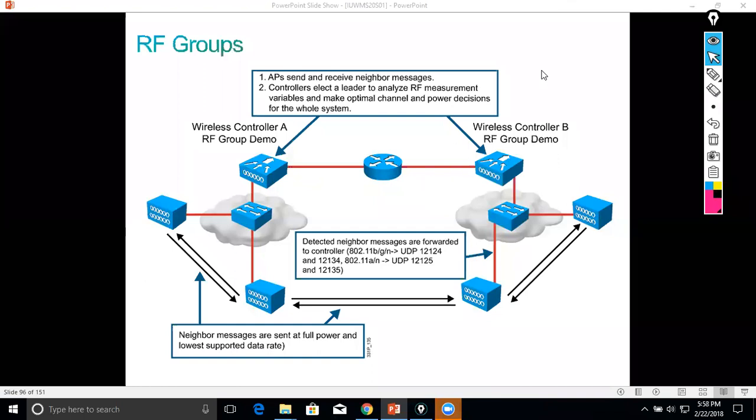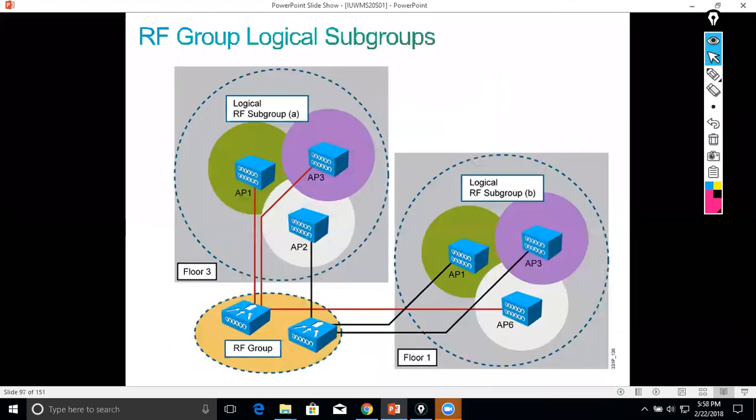That is important. Neighbor messages are sent at full power and the lowest supported data rate, and detected neighbor messages are forwarded to the controller. It has very specific port numbers and information required here, so just check this information: the UDP port numbers, which need to be noted here. Then the RF logical group.